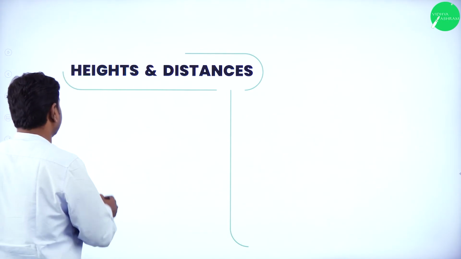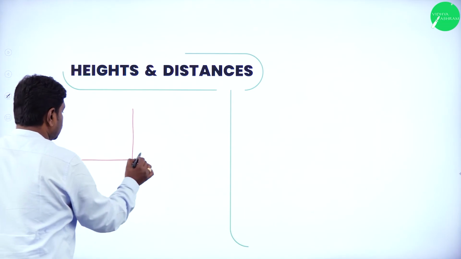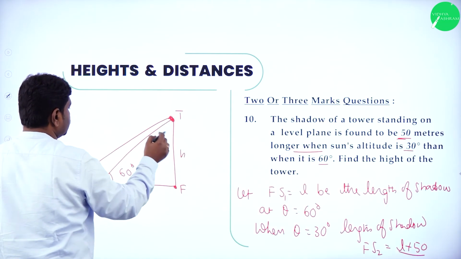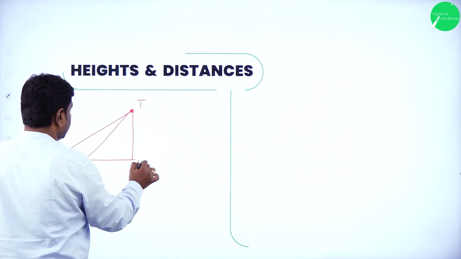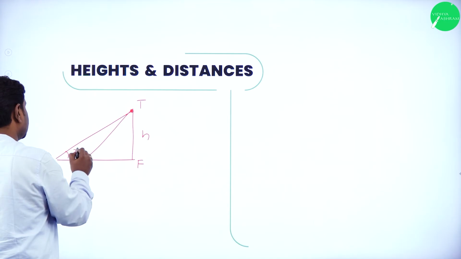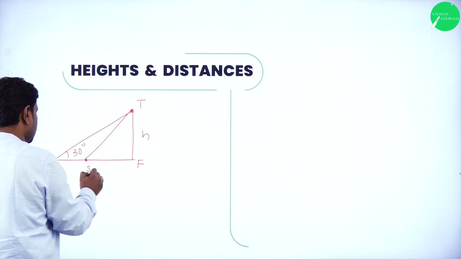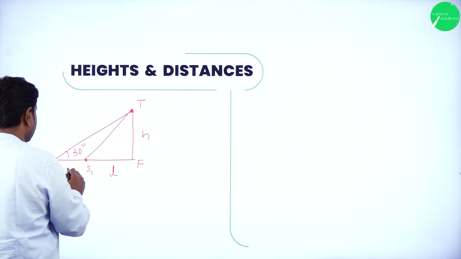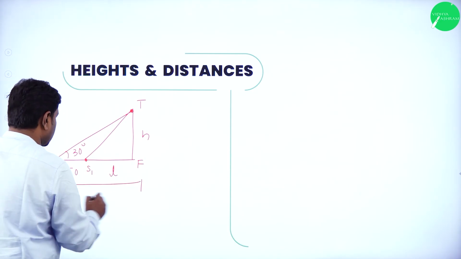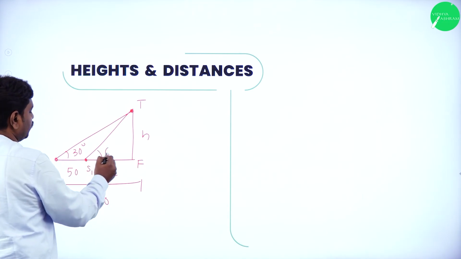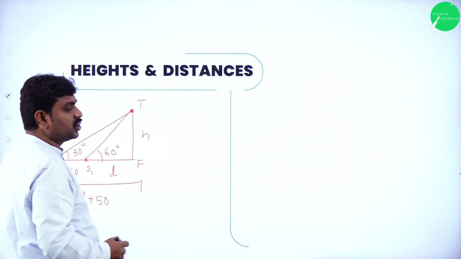Two equations you create. So now we got a triangle like this and one more like this. We took this point TF as the tower. Height of the tower we assume h. And this is 30 degrees. And this is point S1, initial shadow. This is point S2. Initially it is L, and here to here it is 50. So total here to here is L plus 50 when it is 30, and before it is 60. So you can see two triangles.